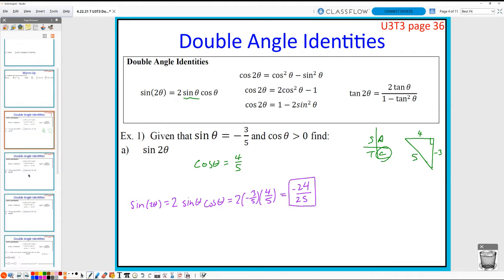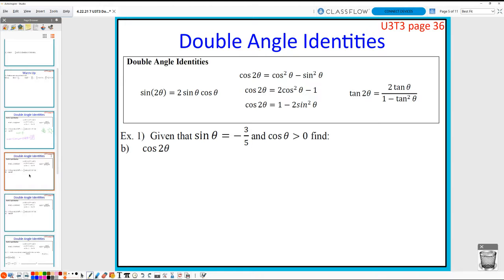Now, cosine, very similar. There's three versions here. Normally, you're not going to need all three. I would probably just use the first one. That one has cosine and sine. You're done with it. It's up to you. I don't really mind whichever method you choose to do.